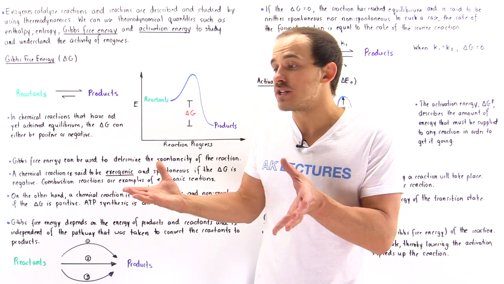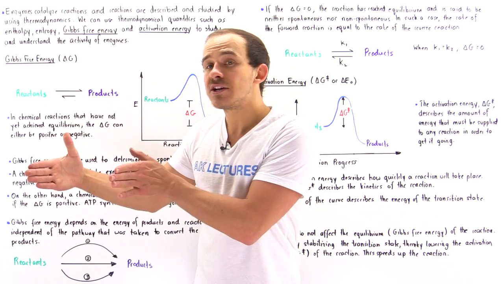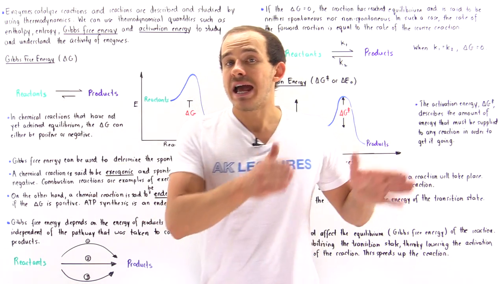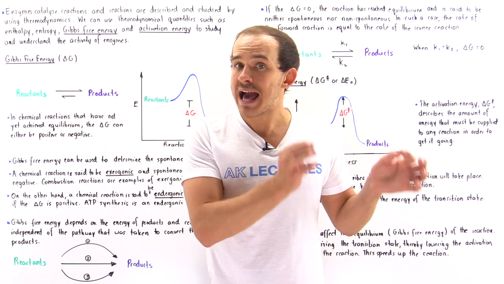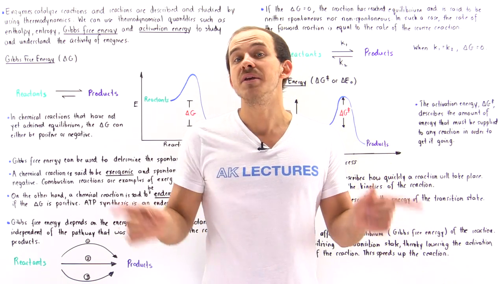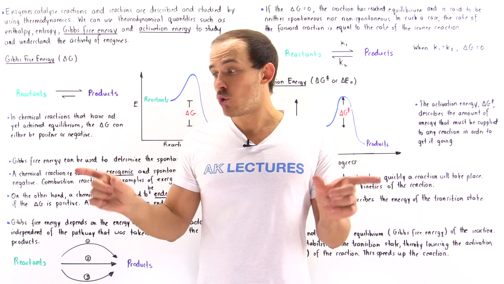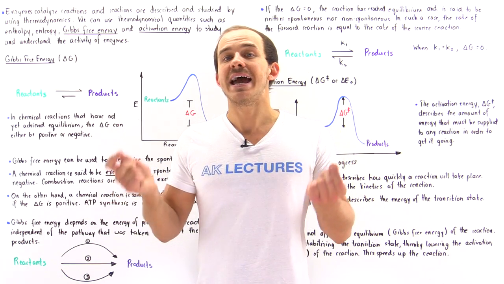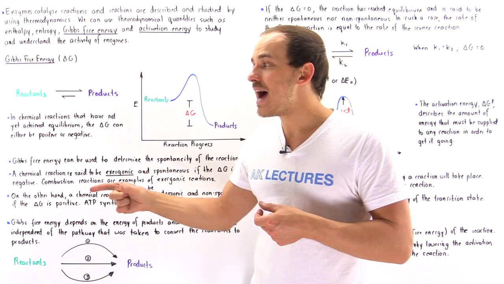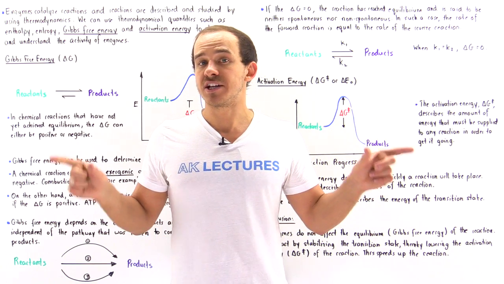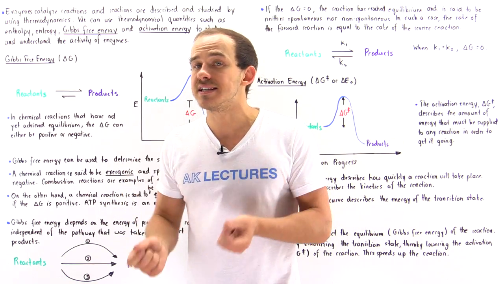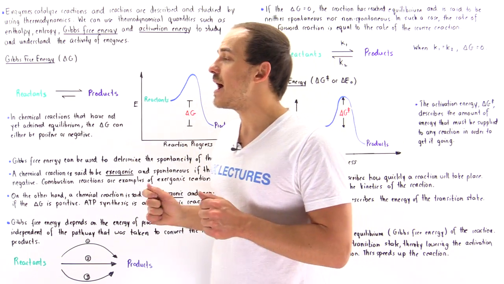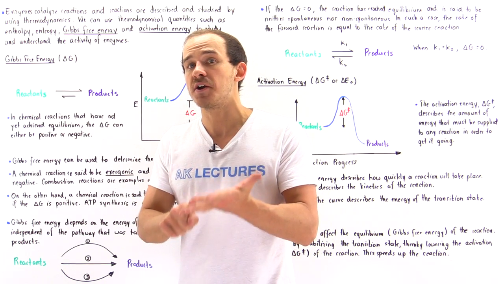So if we, for example, compare a reaction that has an enzyme and that same reaction that is uncatalyzed, does not have an enzyme, the Gibbs free energy in those two reactions will be exactly the same. So a catalyzed and an uncatalyzed reaction will have the same exact Gibbs free energy value. And that leads us to a very important point.